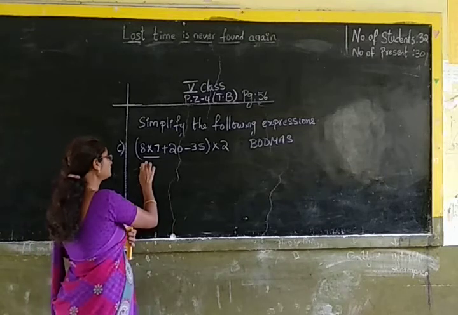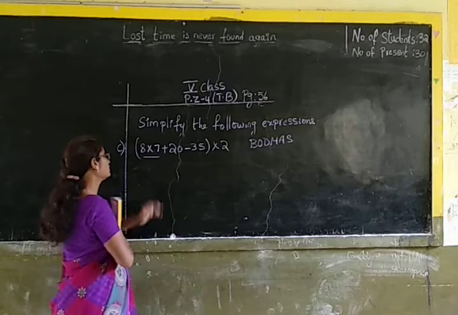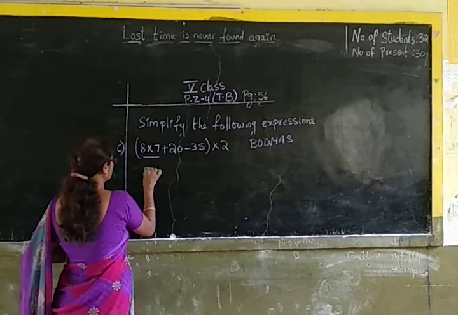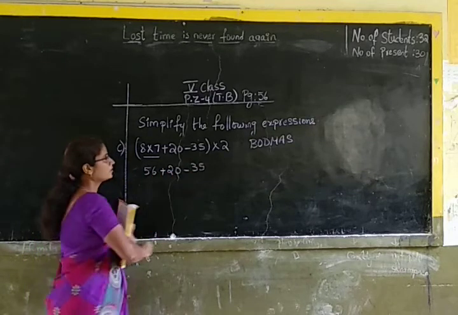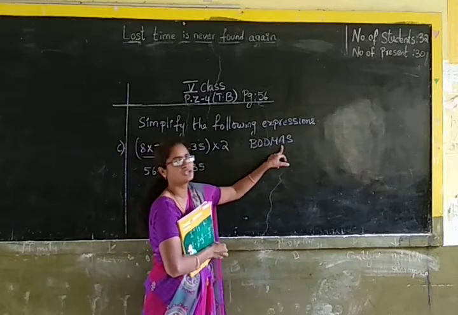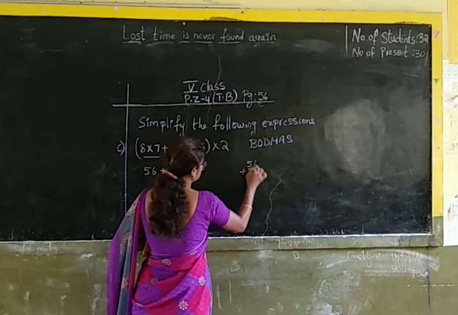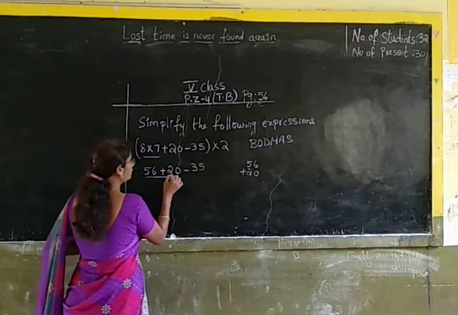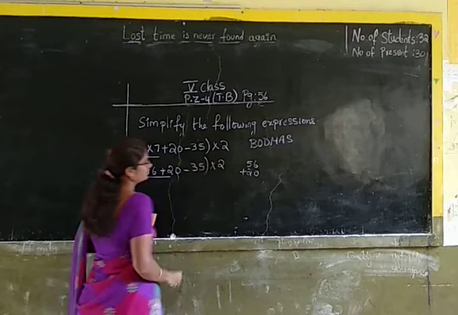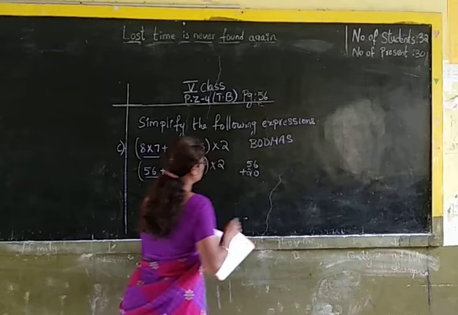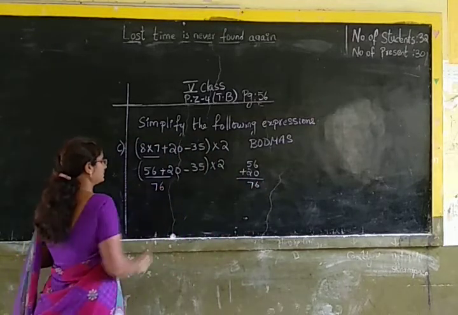Okay children? So here no division is given, so we have to start from multiplication. 8 7s are 56. 56 plus 20 minus 35. According to the BODMAS rule, after multiplication you have to do addition. So 56 plus 20, first you have to solve this, into 2. 56 plus 20 is equal to 76.